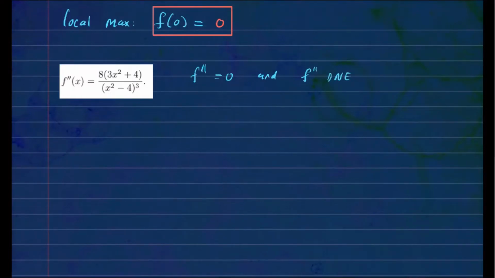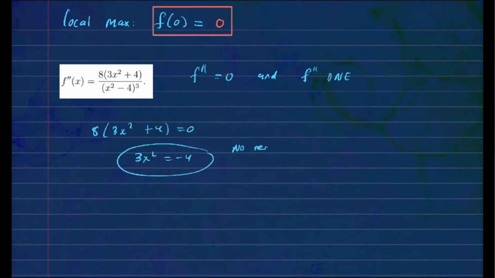If you set the top equal to 0, you have 8 times (3x squared plus 4) equals 0. You get 3x squared is equal to negative 4. Now this does not give you real roots. So there are no real roots here. So take the denominator. If you set that to 0, that's when the second derivative is undefined. In that case, we actually get the vertical asymptotes again. So we have x equals plus and minus 2 as our testing values for the second derivative concavity.